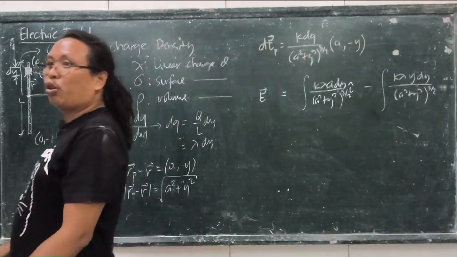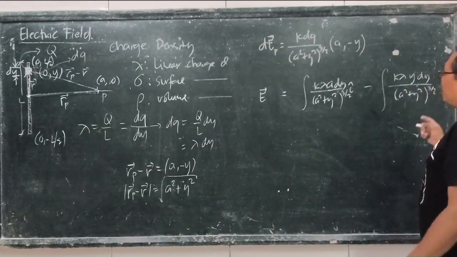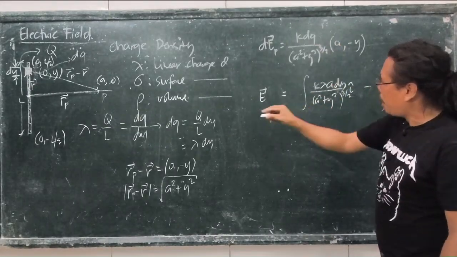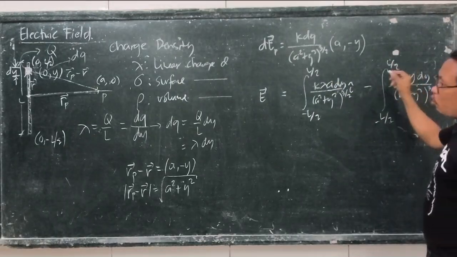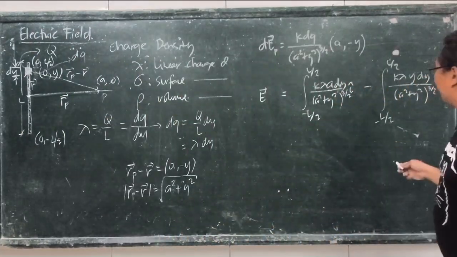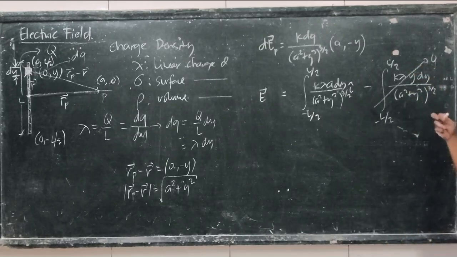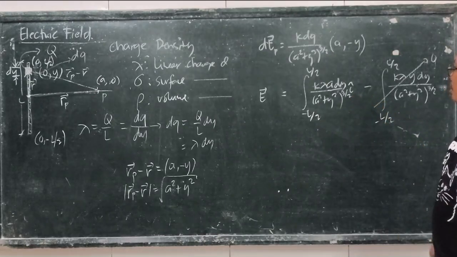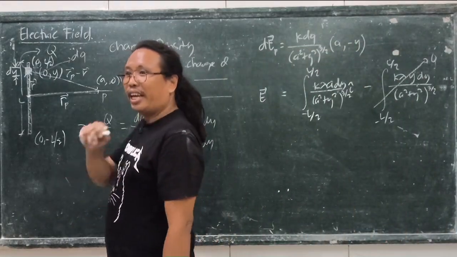Now, by the way, what's the limit of integration? That would be from negative L over 2 to L over 2. Our Y runs from this to that. And I will claim that this is 0, but you have to prove that this is 0 by integrating it. That is easy enough for you. So I will integrate this one here. Why is this 0? Because of symmetry. I can set that to 0.